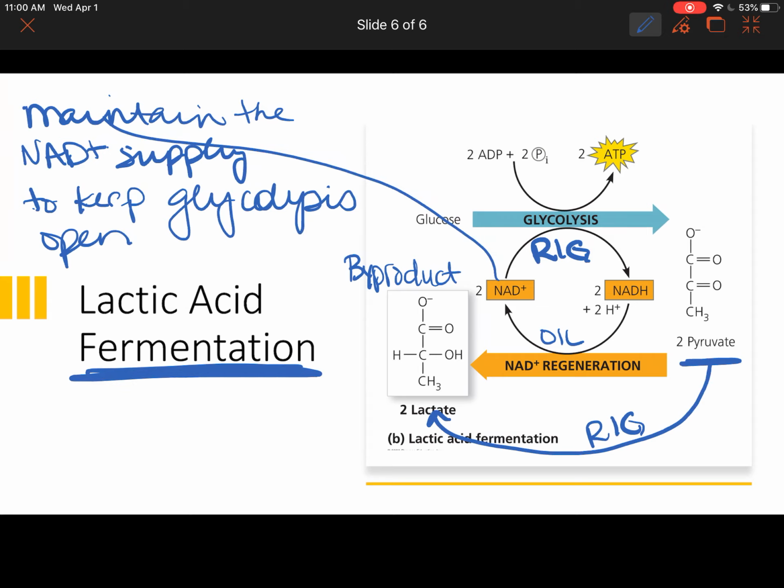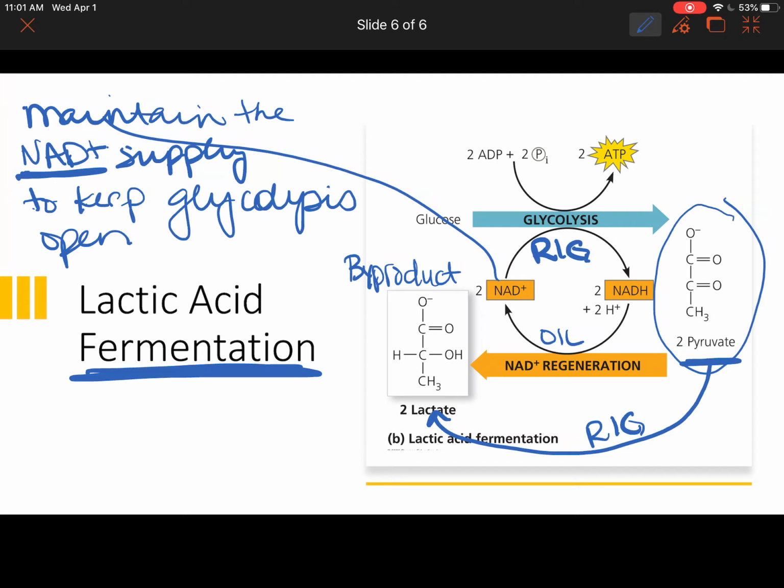Okay, but again, the purpose of fermentation is to maintain the NAD plus supply so that glycolysis can stay open. Because if NAD plus isn't available, the enzyme that does reaction 6 of glycolysis cannot do its job. If enzyme 6 can't work, reaction 7 through 10 can't happen. And reactions 7 through 10 are where we get the ATP in glycolysis. Again, why is that important? Because under anaerobic conditions, everything after glycolysis shuts down. Okay, so pyruvate is made, but it cannot enter the mitochondria. Okay, so the only ATP supply under anaerobic conditions is from reactions 7 through 10 of glycolysis.